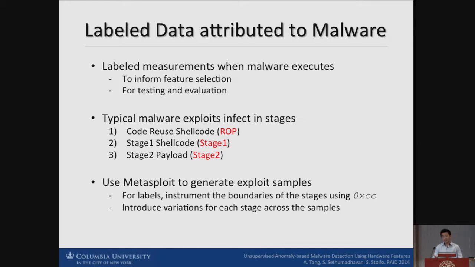In general, these stages have very different characteristics with different purposes in the infection process. For example, the code reuse section is specifically designed to evade DEP. And then they redirect the execution to the stage 1 shellcode to do further infection.